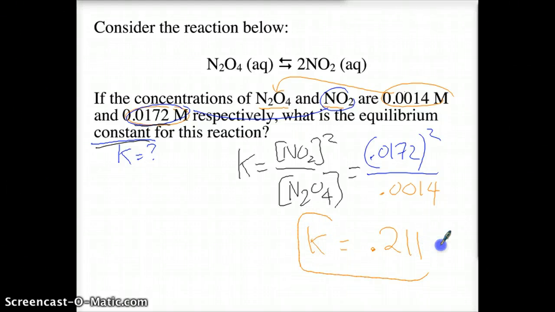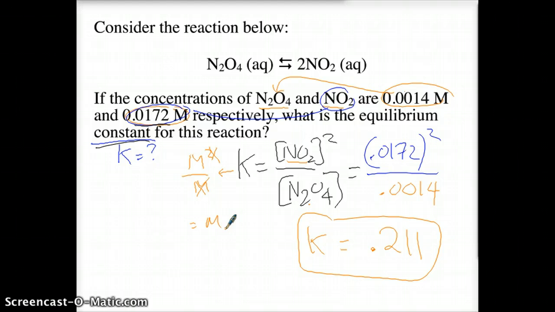The equilibrium constant is special in that K will have units depending on the equilibrium expression. So in this case, you need to plug in the units similar to how we did for the rate constant. For NO2, the concentration was molarity, so it'd be molarity squared over N2O4, which is just molarity. So the units would just be molarity for this equilibrium constant.